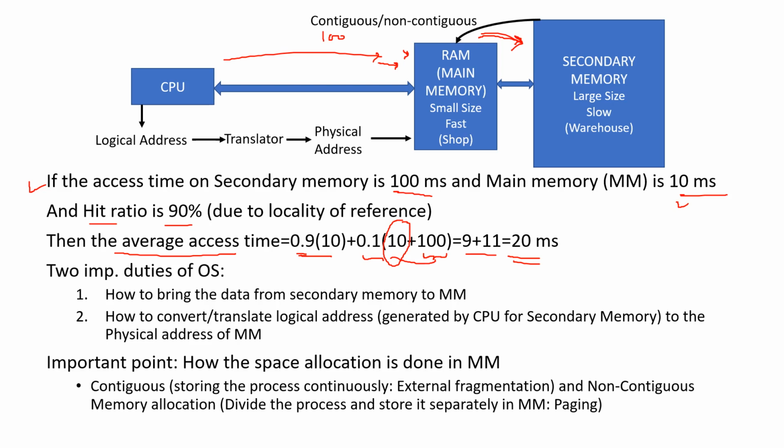So there are two important duties of operating systems, okay. First is how to bring data from secondary memory to main memory. That is the first duty of operating system. Second duty is how to convert this logical address to the physical address. Okay, what is the meaning of this?